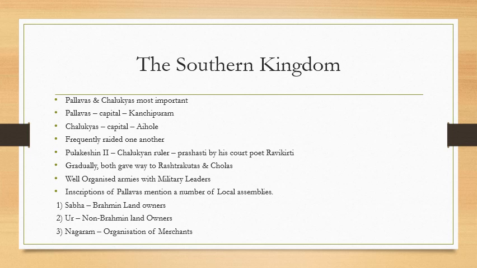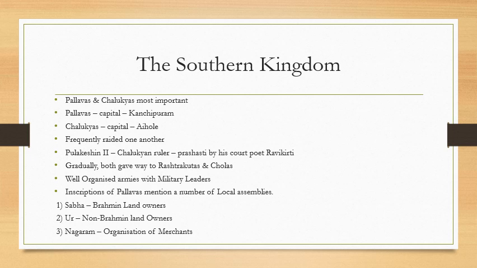The Pallavas and Chalukyas frequently raided one another's lands, especially attacking the capital cities, which were prosperous towns. The best known Chalukya ruler was Pulakeshin II, who is known from a prashasti composed by his court poet Ravikirti. Gradually, both the Pallavas and the Chalukyas gave way to new rulers belonging to the Rashtrakuta and the Chola dynasties. Kings of this time maintained a well-organized army with elephants, chariots, cavalry, and foot soldiers.